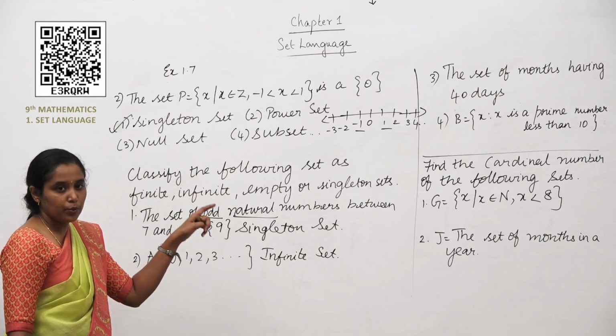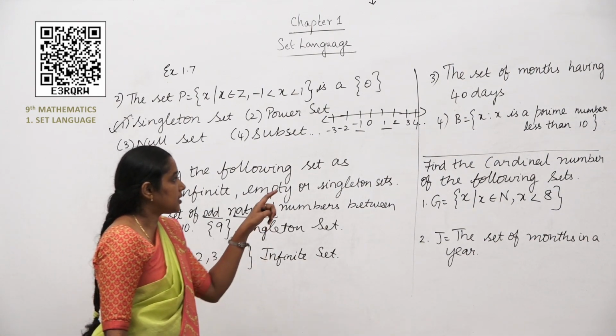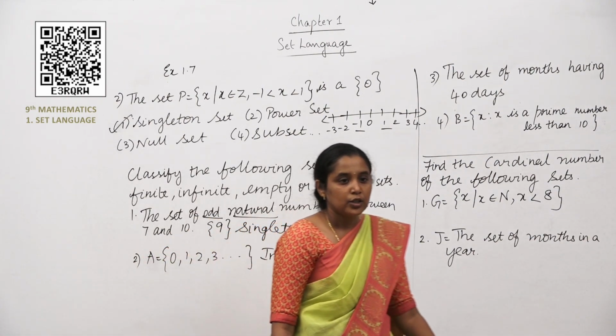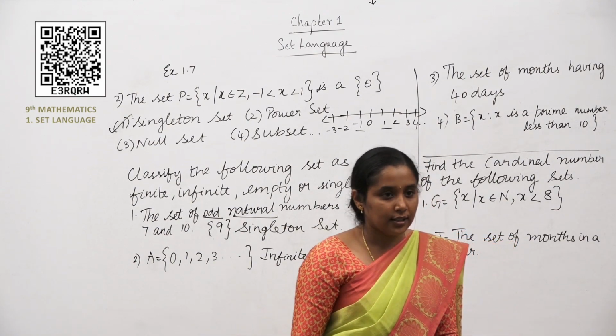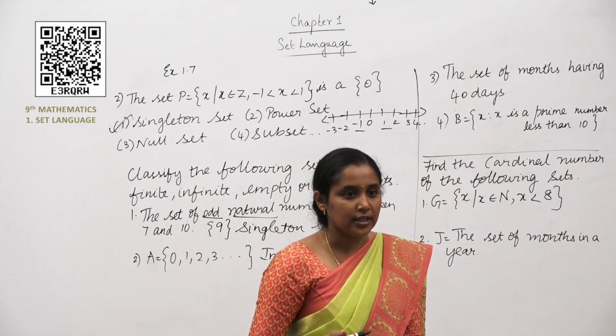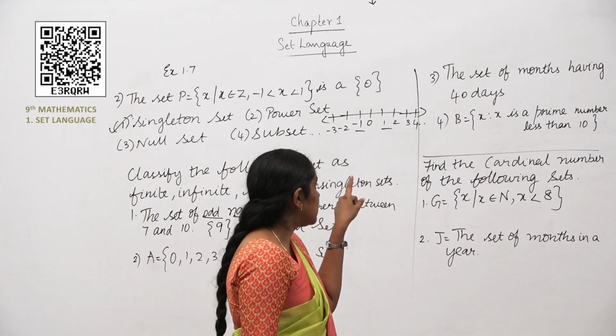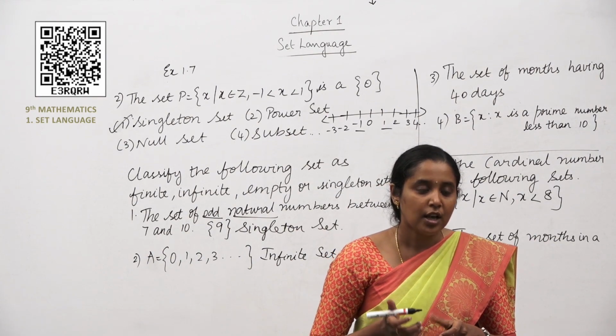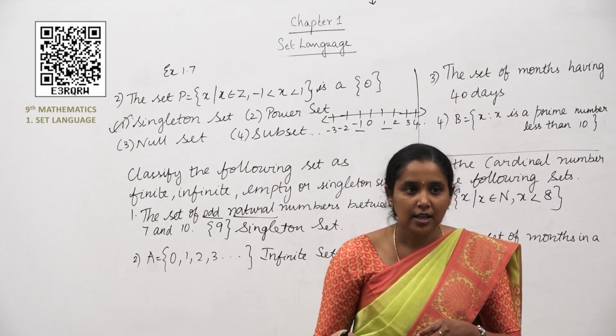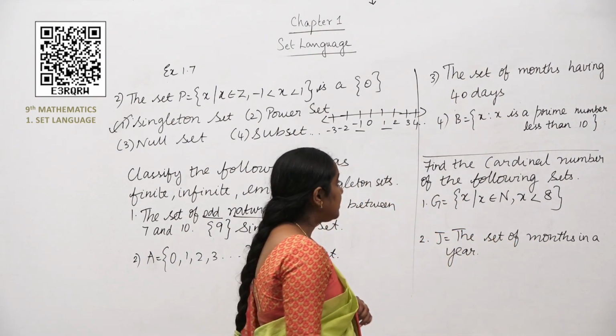Understood? So next one, the set of months having 40 days. In a month, how many days will you have? You will have either 30 days or 31 days. Here the set of months having 40 days is given. Does any month have 40 days? No. So what type of set is this? It is an empty set.